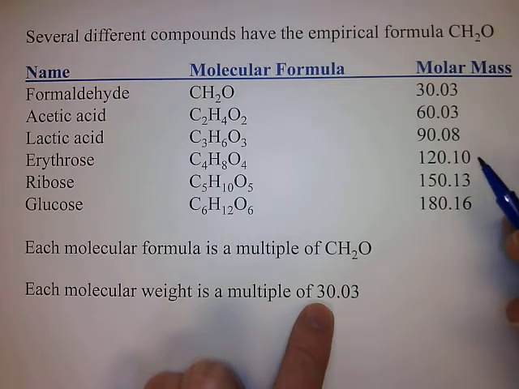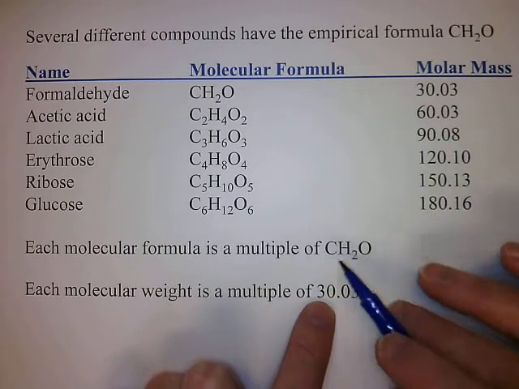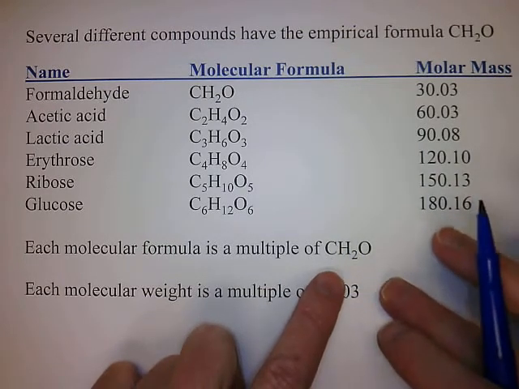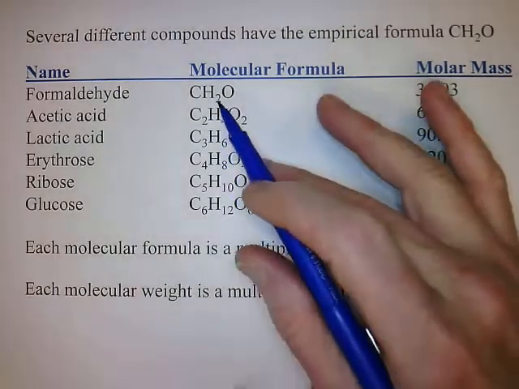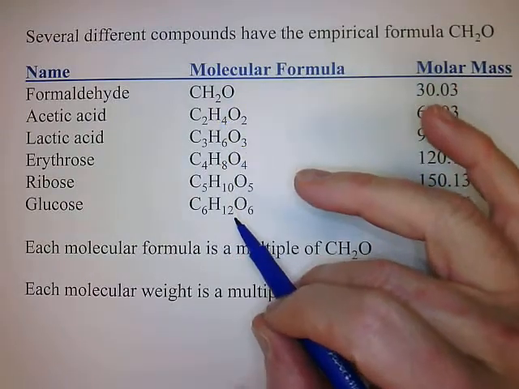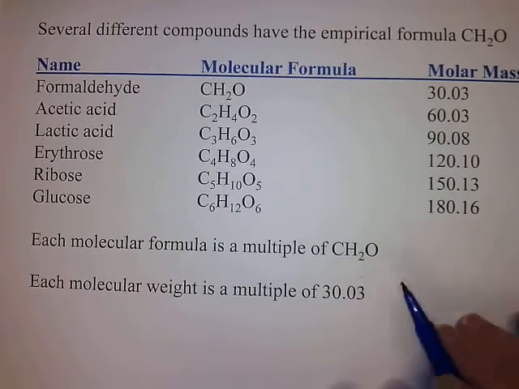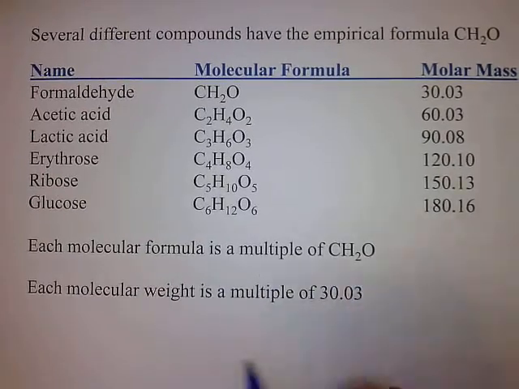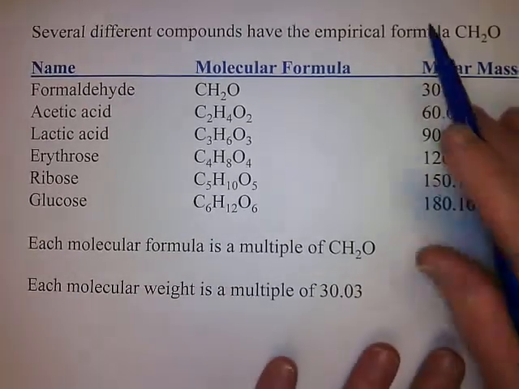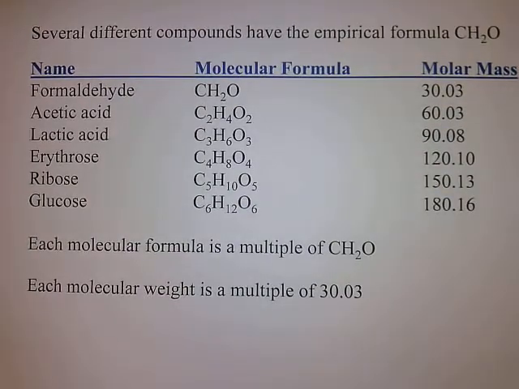Okay, so suppose we didn't know the compound was glucose and your empirical formula comes back to CH2O. To know which compound you have for sure, you would also have to know the molar mass. And if you know the empirical formula and you know the molar mass, then you can get the molecular formula.